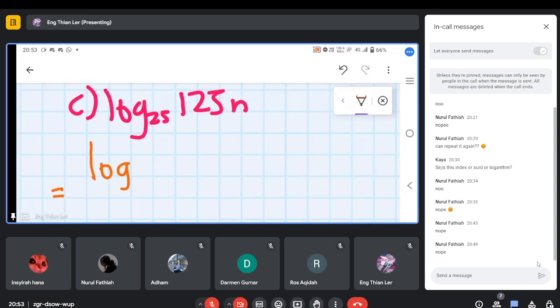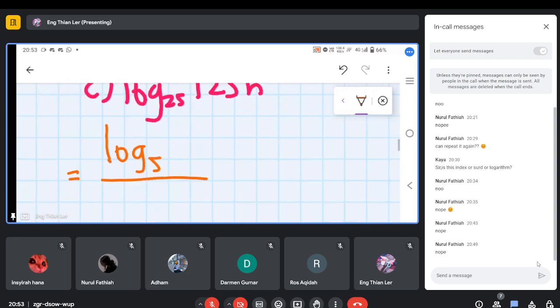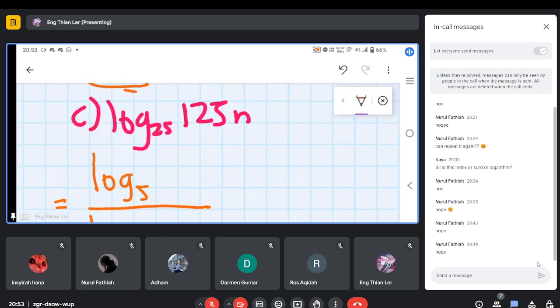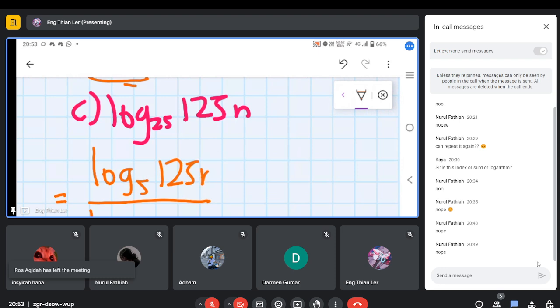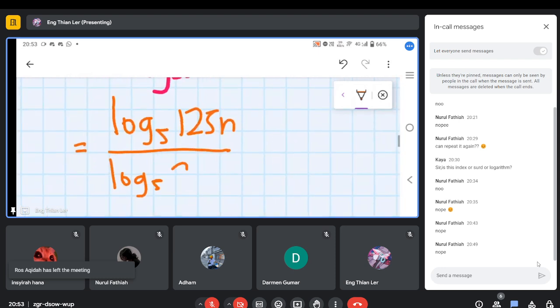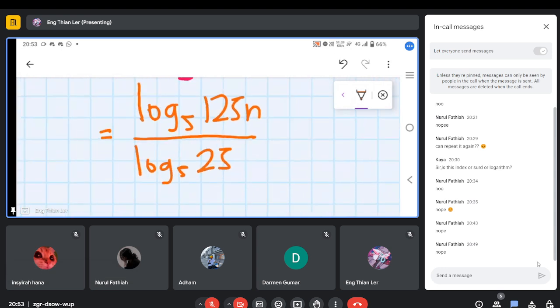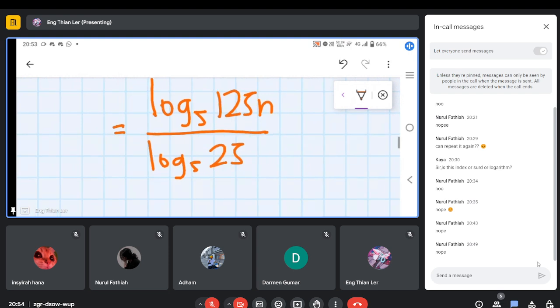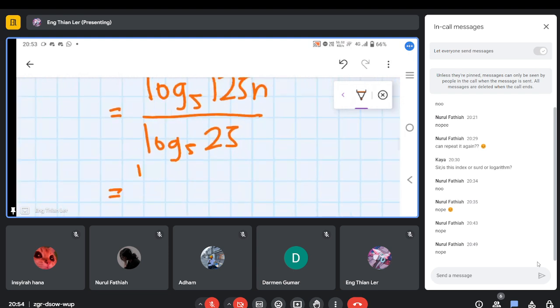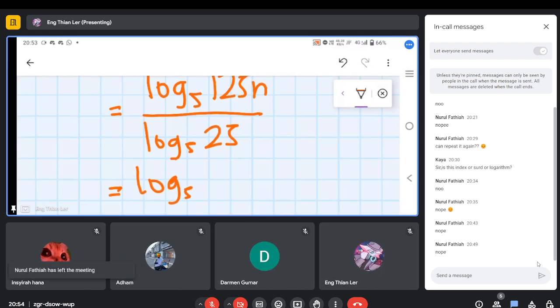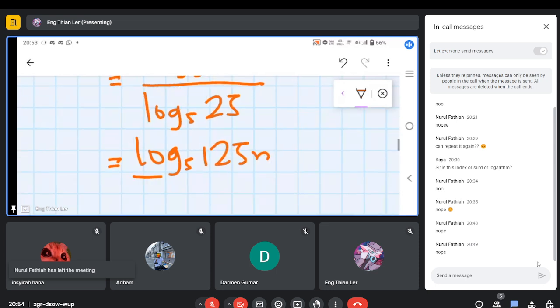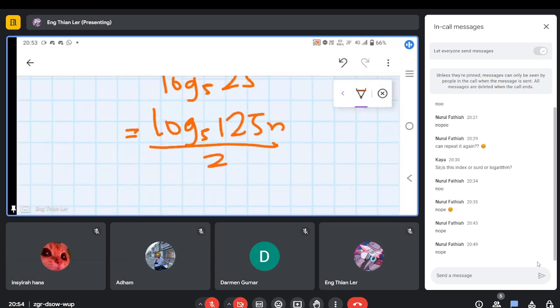So the log base 5 here, log base 5 here. What we write at the upper part is 125n. At the lower part we write 25, the old base. 25 is 5 squared, and then the 2 comes to the front, and then log 5 cancels. So we just get 1 over 2. Just get log base 5 of 125n divided by 2. So now let's simplify this.